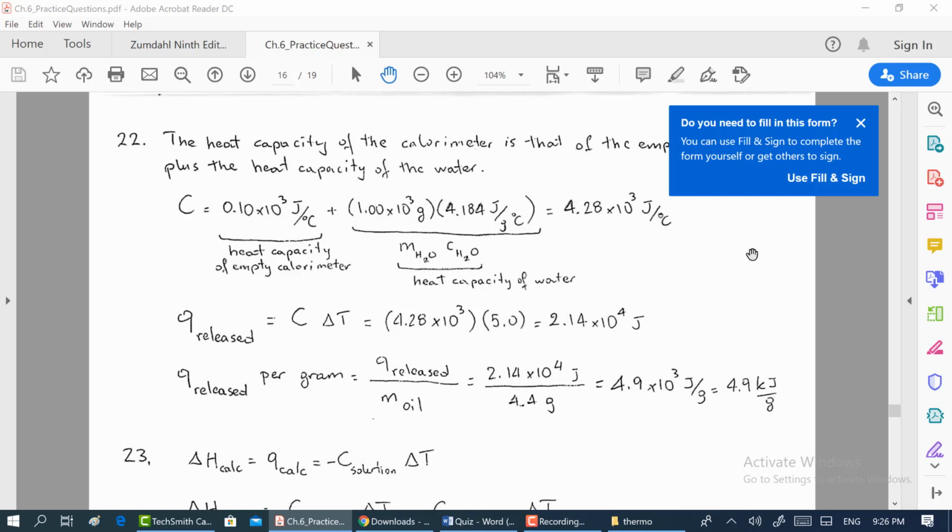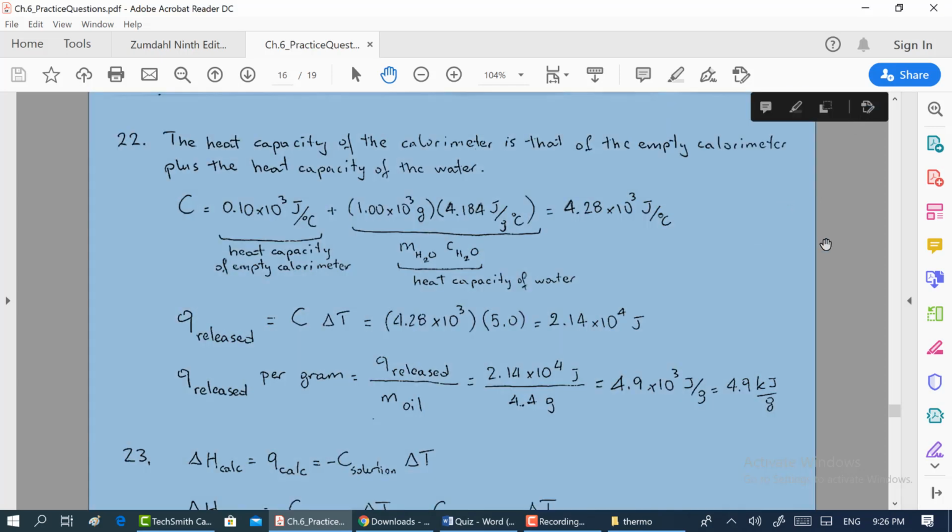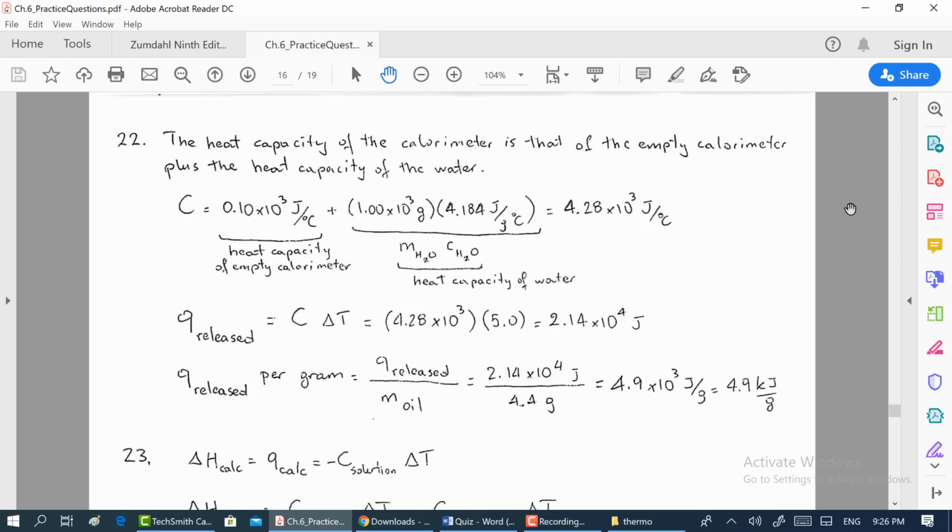For this problem we determine the heat capacity for the calorimeter, the empty calorimeter, and the heat capacity of the water. So firstly, the heat capacity of the empty calorimeter is 1 times 10 power 3, plus the heat capacity for the water, which equals the mass of the water times the specific heat. Mass of the water 1 kilogram is 1 times 10 power 3 grams. Heat capacity for the water is 4.184 joules per gram degrees Celsius. So it will be 4.28.